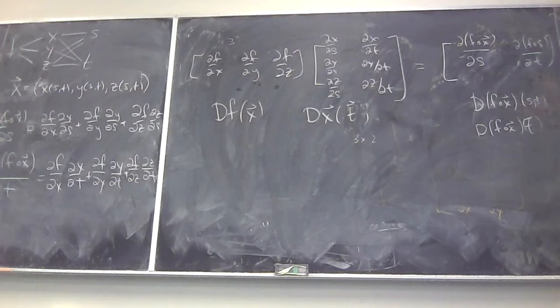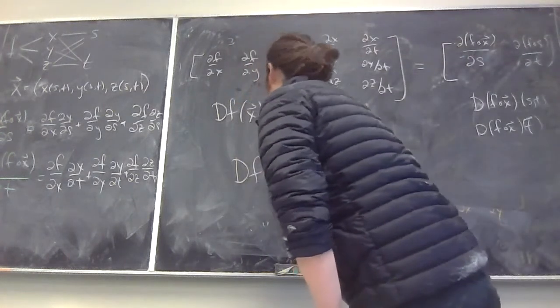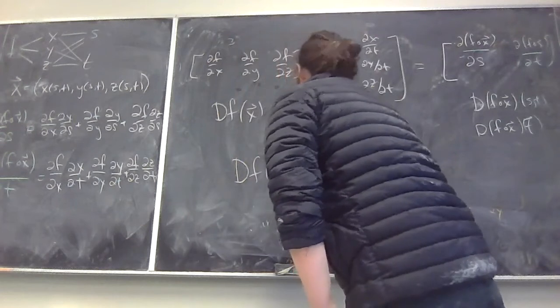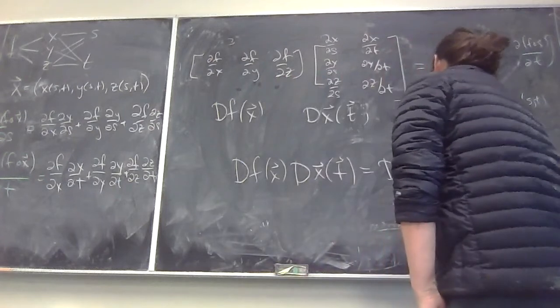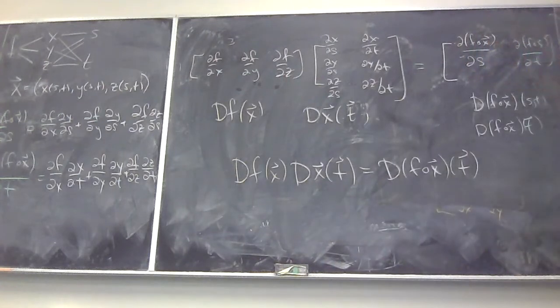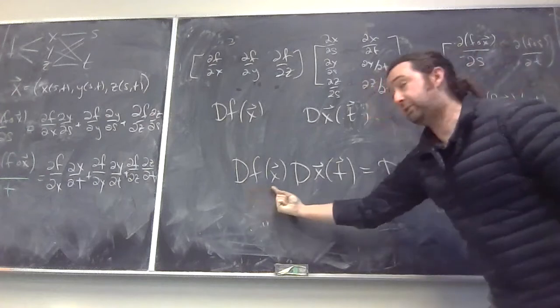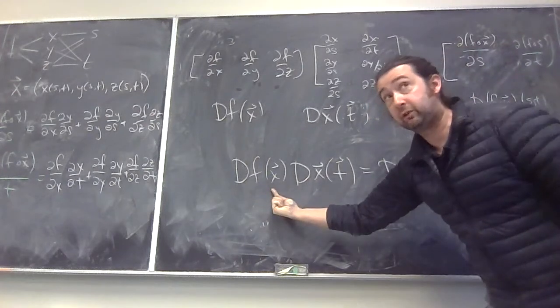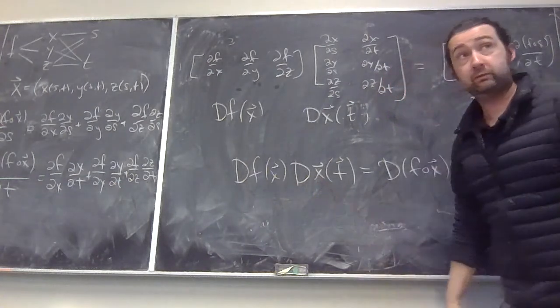So all of this computation has just given us a formula that says that if I want to compute the derivative of a composition, I mean, that is about as close to a one variable chain rule as you're going to get. The derivative of a composition is equal to the derivative of the function with the inside variable left alone times the derivative of the inside function. This is the chain rule.